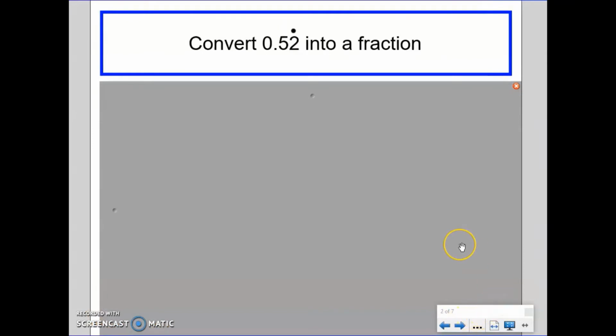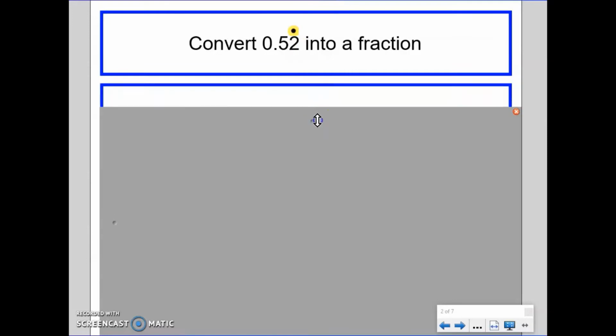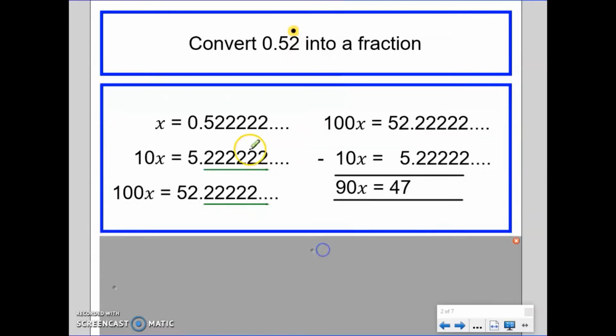Let's have a look at another example. This time I'm asked to convert the number 0.52 recurring into a fraction. Notice that the dot is only above the 2. So the 5 does not recur, but the 2 does recur. I'm going to approach this in a similar manner to the first example. Here's my working out. Again, I'm going to look at the left-hand side of the screen first. If I label the number in the question, 0.52 recurring, as x, I'm going to aim to get the digits after the decimal point to be the same, to be matching.